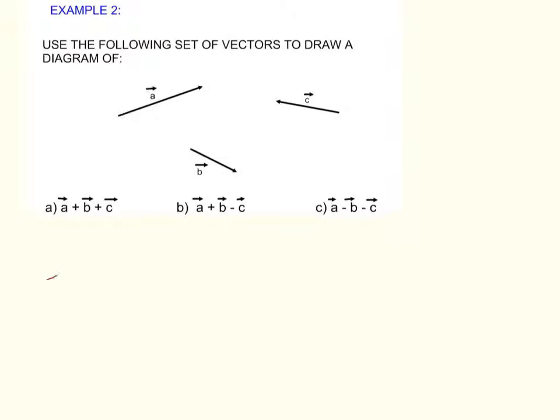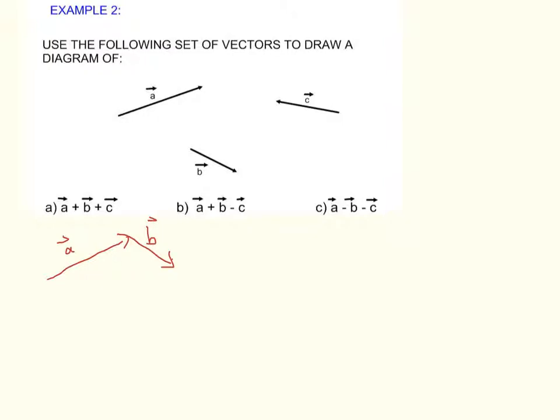If we take vector A and we have to add vector B, then we want to make sure that we're adding vector B in a tip-to-tail fashion, so that the tip of vector A is touching the tail of vector B.